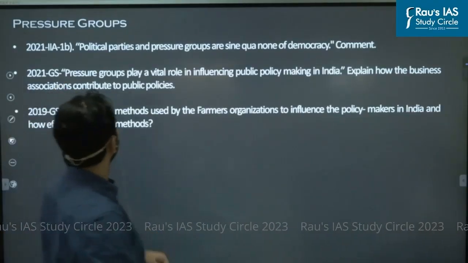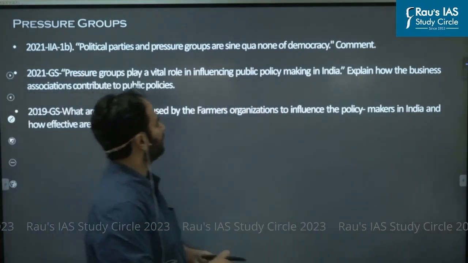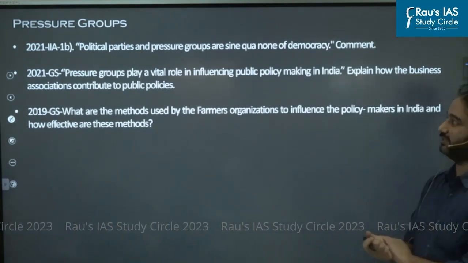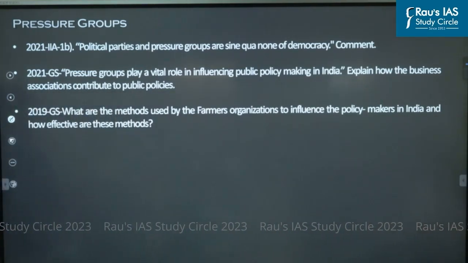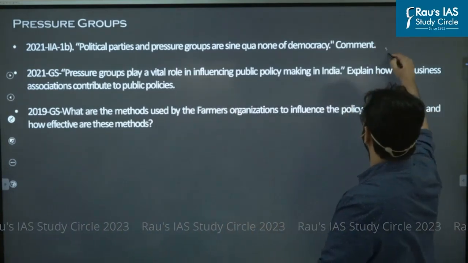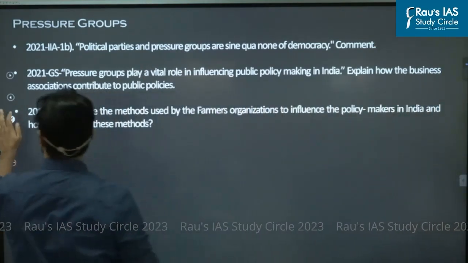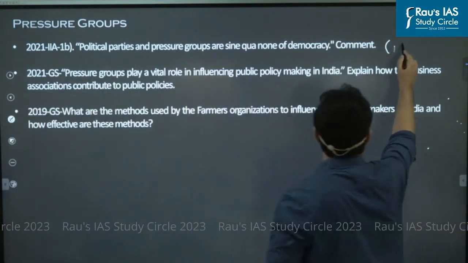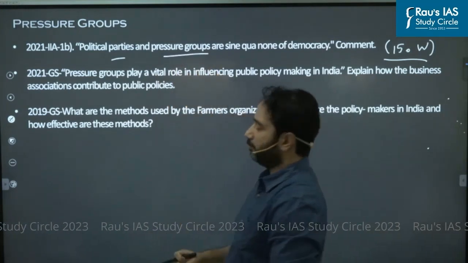All right. So this question, first one we have talked about in relation to political parties. Political parties and pressure groups as sine qua non of democracy. What does it mean? Necessary for democracy. Essential for democracy. So it's 1B. So technically this is 150 words. And considering that it has both political parties and pressure groups, both of them have to be talked about.